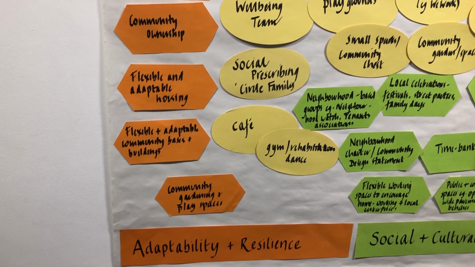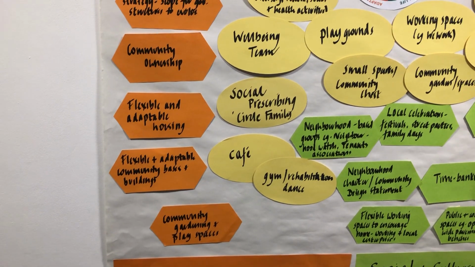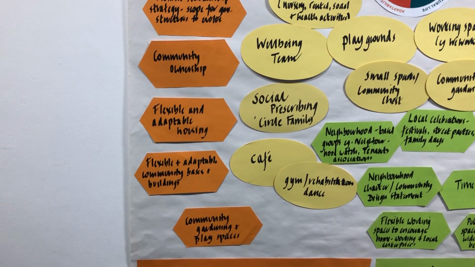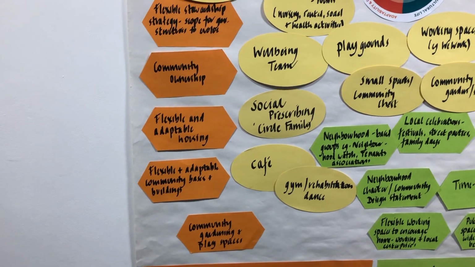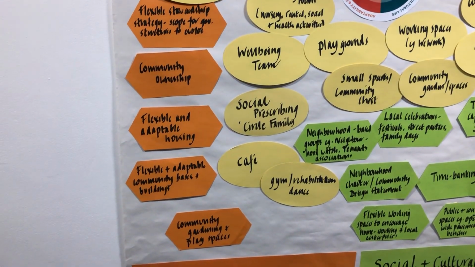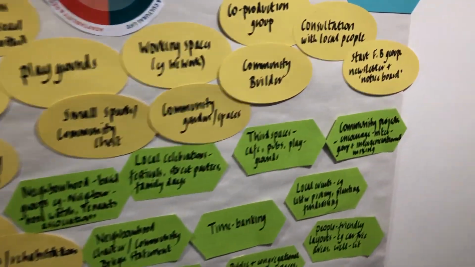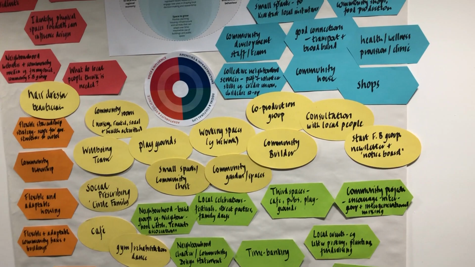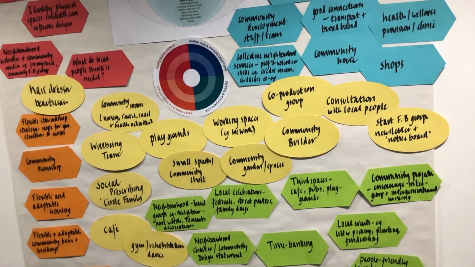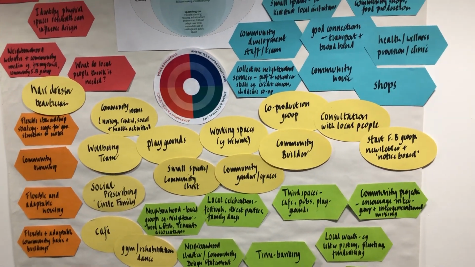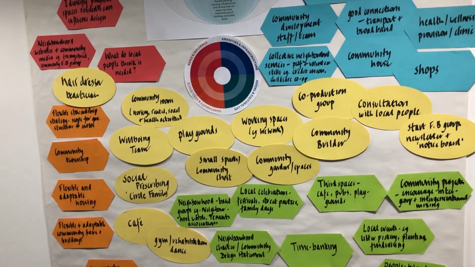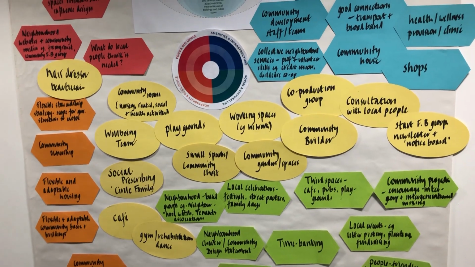adaptability and resilience, community gardening and play spaces, flexible and adaptable community building and bases, flexible and adaptable housing, community ownership, and a flexible stewardship strategy. And then in the yellow are the practical things that we're going to get started with straight away whilst we're exploring the others. So where would you go to get your hair done and to get your nails done? So making sure there are spaces for those kinds of services that people might want.